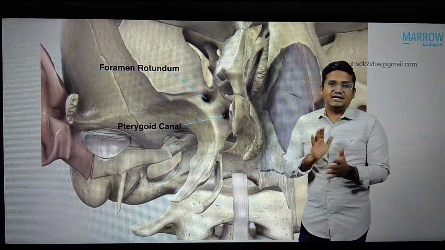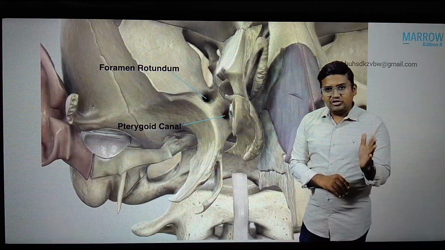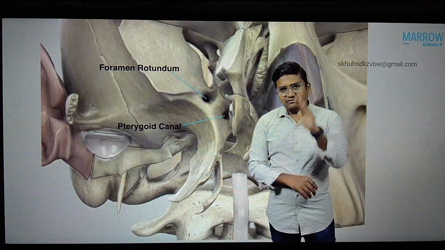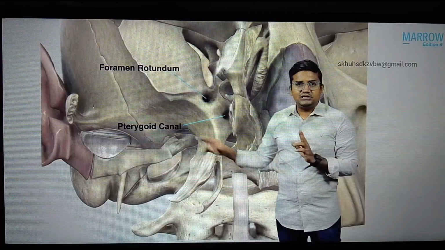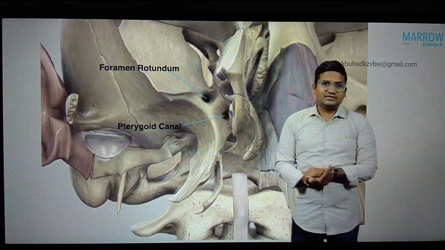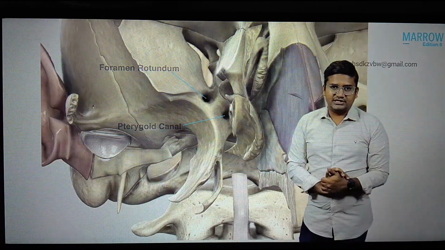Now these are some basic ideas about the pterygopalatine fossa. So pterygopalatine fossa communicating with nasal cavity through sphenopalatine foramen. Pterygopalatine fossa intracranially communicating by these two foramens, foramen rotundum and pterygoid canal you are seeing. Okay, yes, these are some basics you have to know about our pterygopalatine fossa.